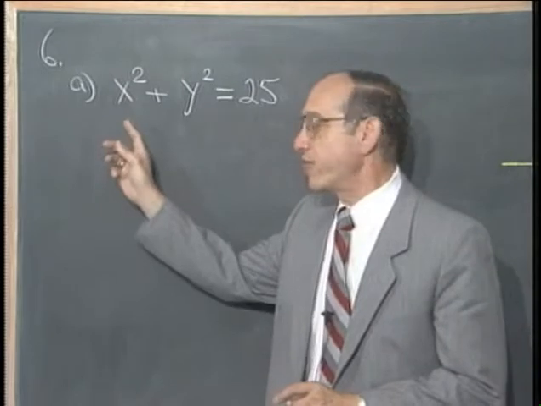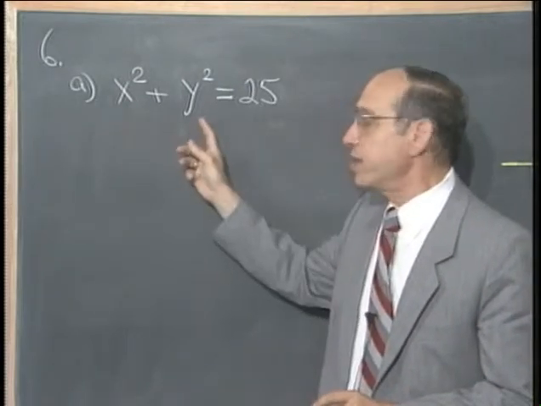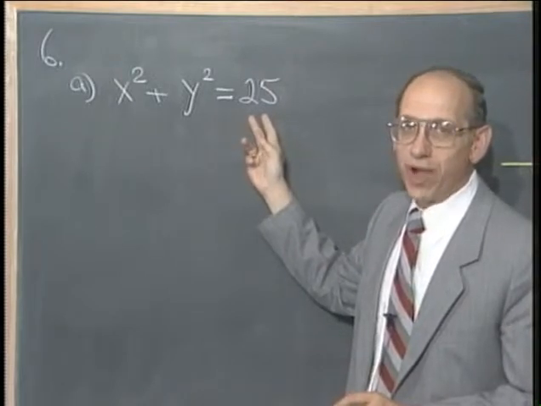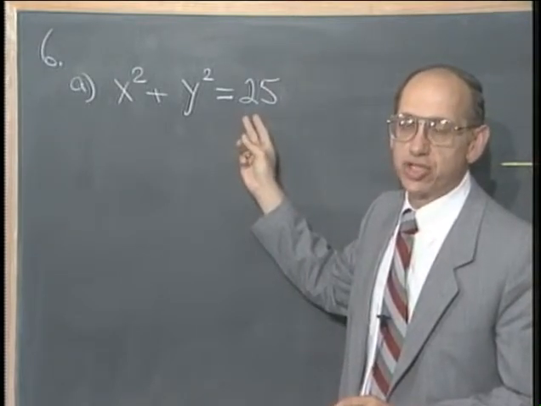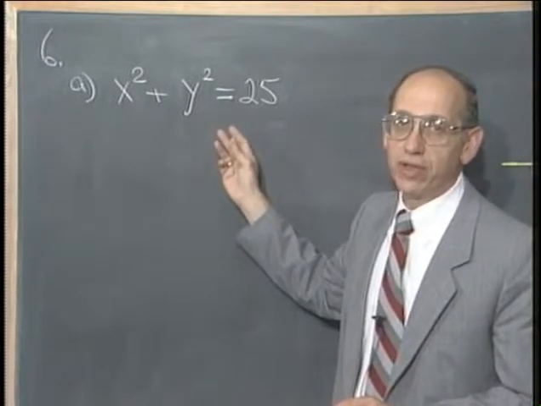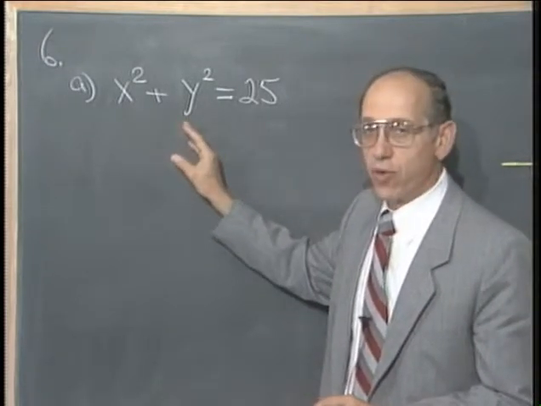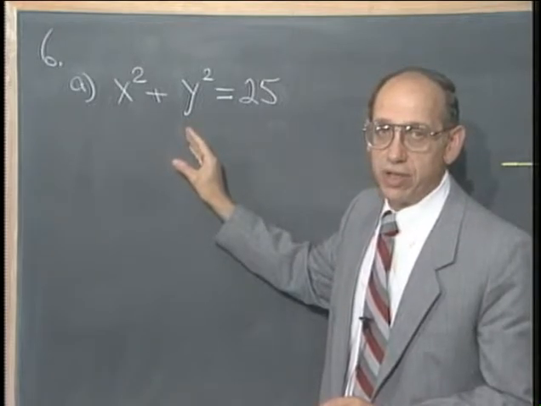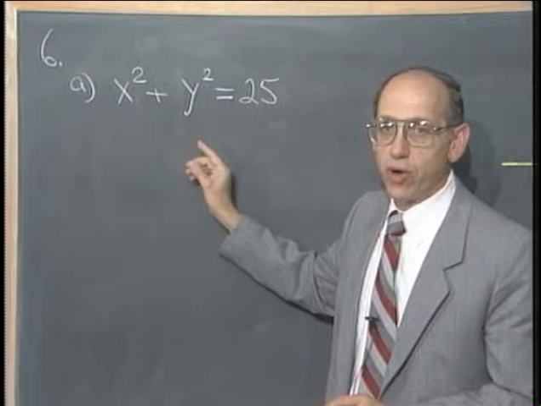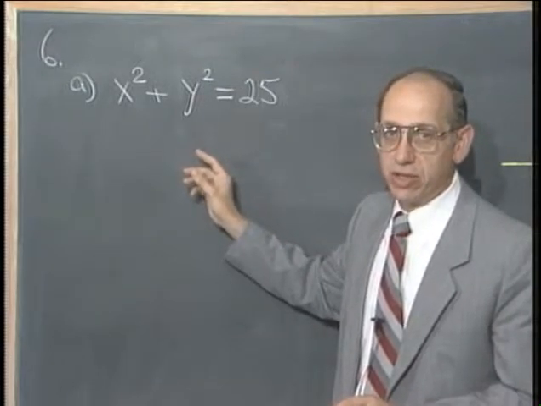In 6a, we have a relationship: x squared plus y squared equals 25. In fact, you probably recognize that. That's a circle, centered at the origin, having radius 5. Now, we could solve this for y in terms of x, but we don't have to in order to find the derivative of y with respect to x.